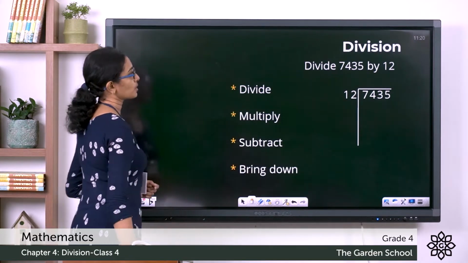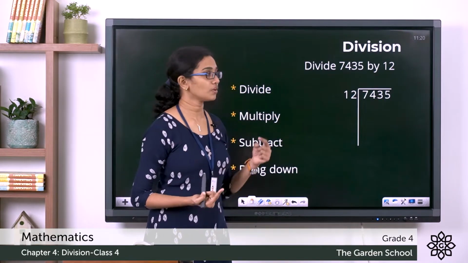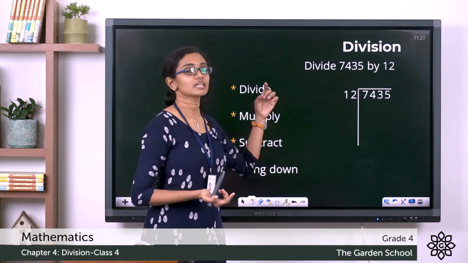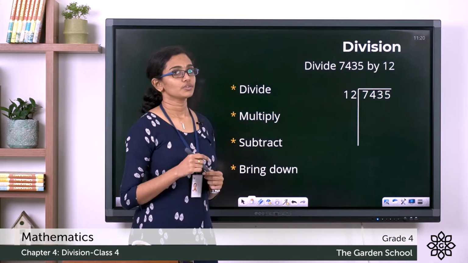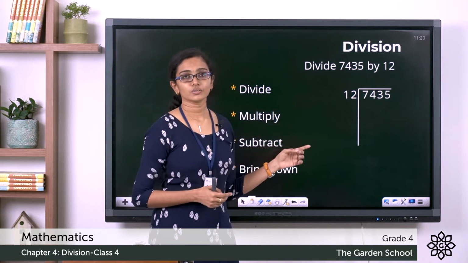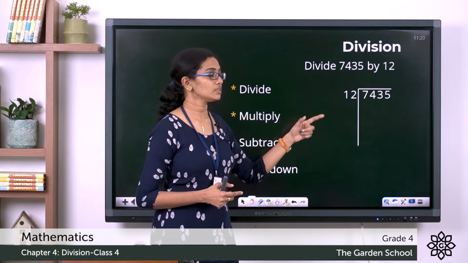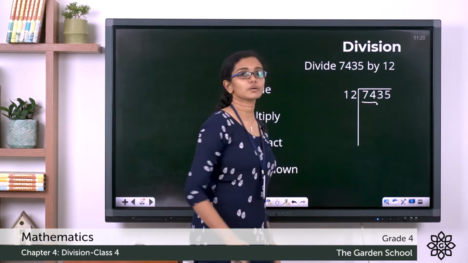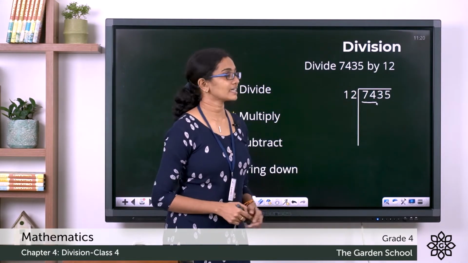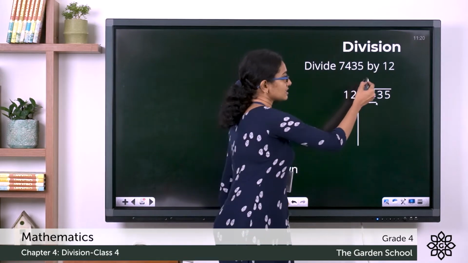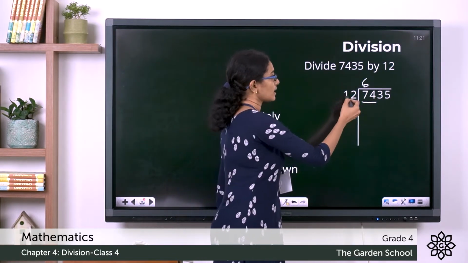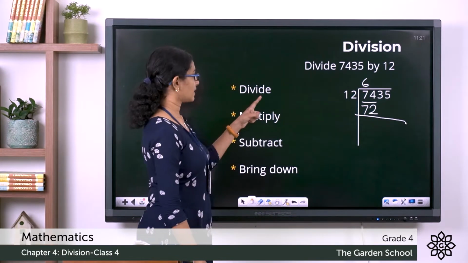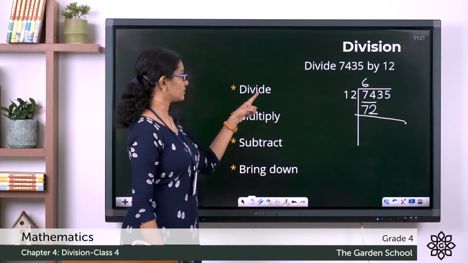We know 12 ones are 12, 12 twos are 24, 12 threes are 36, 12 fours are 48, 12 fives are 60, and 12 sixes are 72. Make sure you are choosing a factor which gives you the multiple which is either equal to or less than the dividend we are considering. Keeping that in mind, let's write 6 here as the quotient, to give you 12 into 6 equals 72. Now, we have divided the dividend and the divisor.